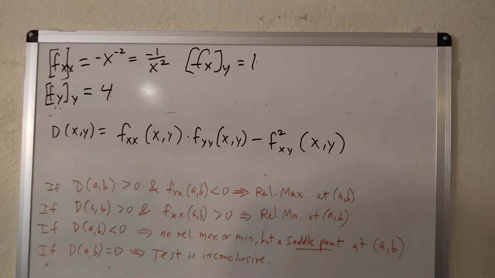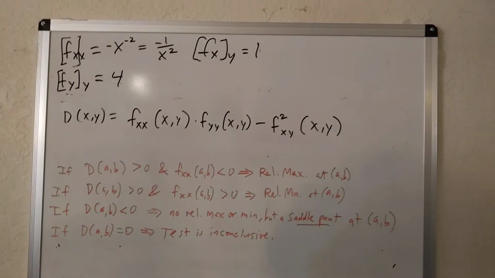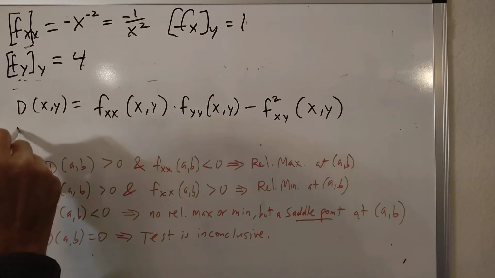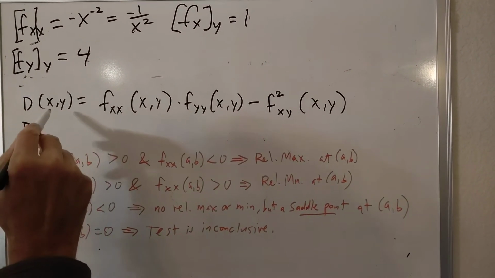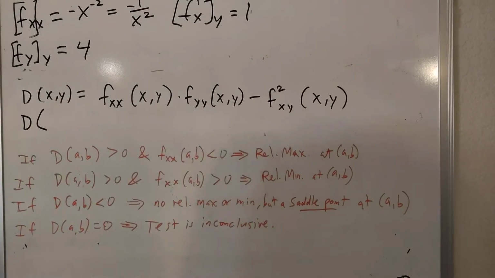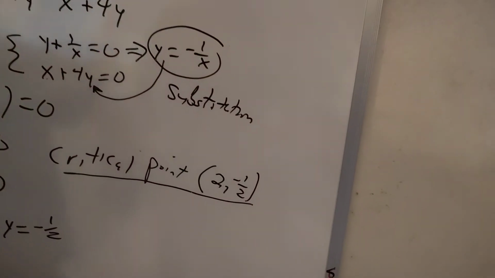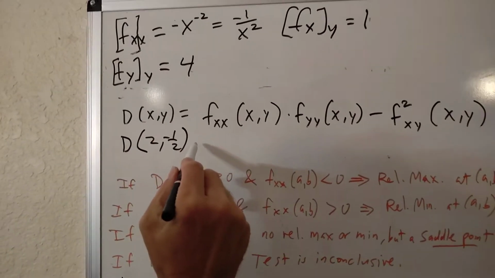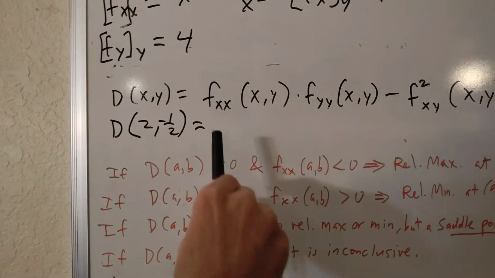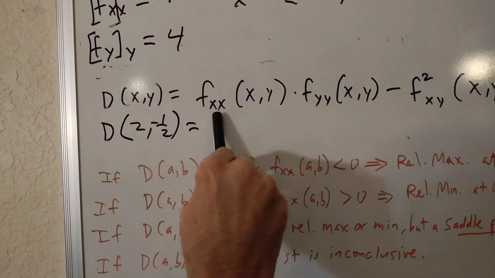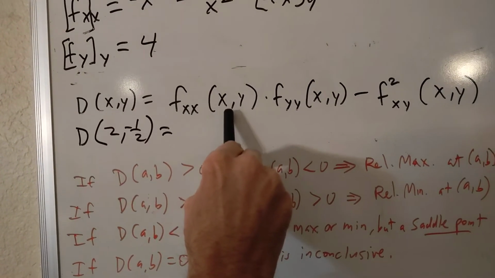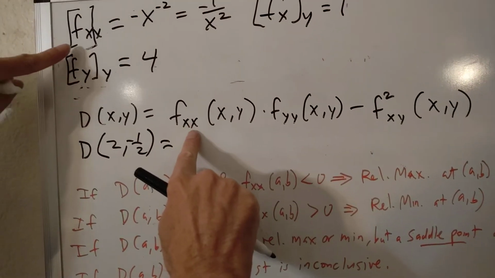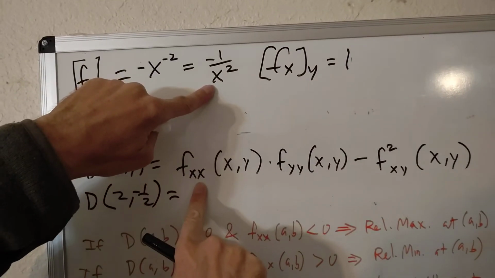Okay, this is good. So now what I want to do is use the second derivative test. So here we go. We're coming up to our final answer soon. Our critical point we said was (2, -1/2). So for x, we write 2. For y, we write -1/2. And that's going to equal, and now we want to evaluate this second-order partial derivative at (2, -1/2). Notice f_xx is -1/x².